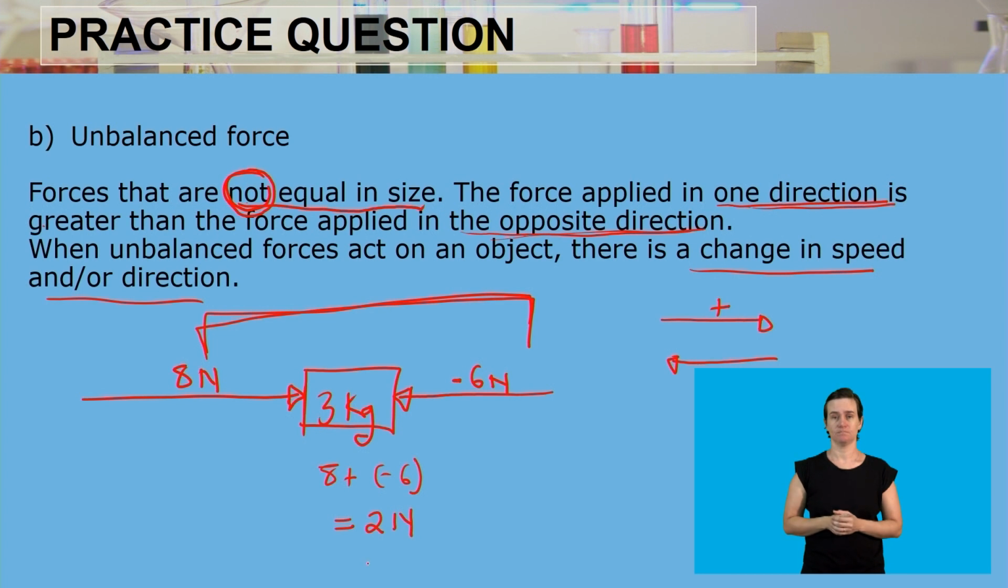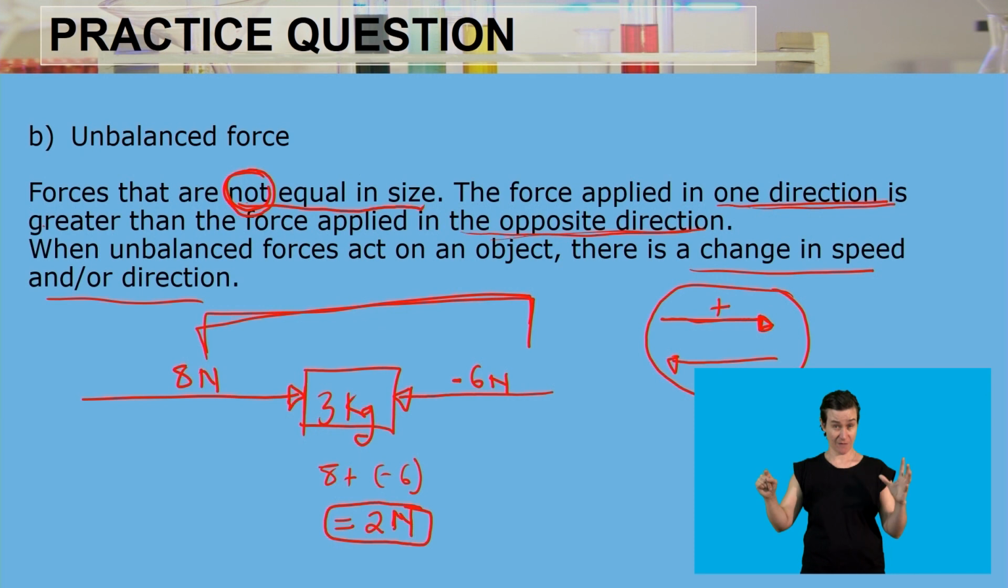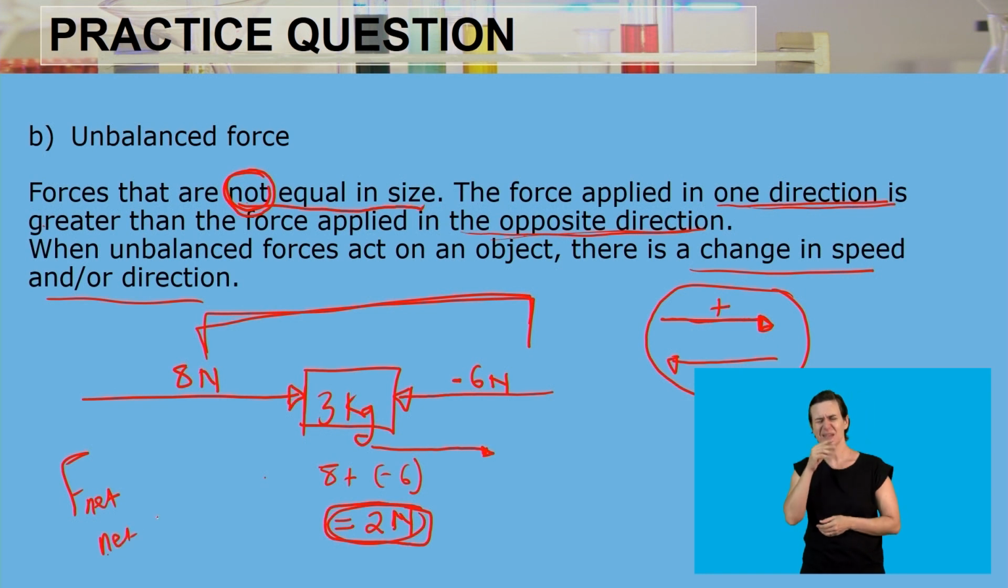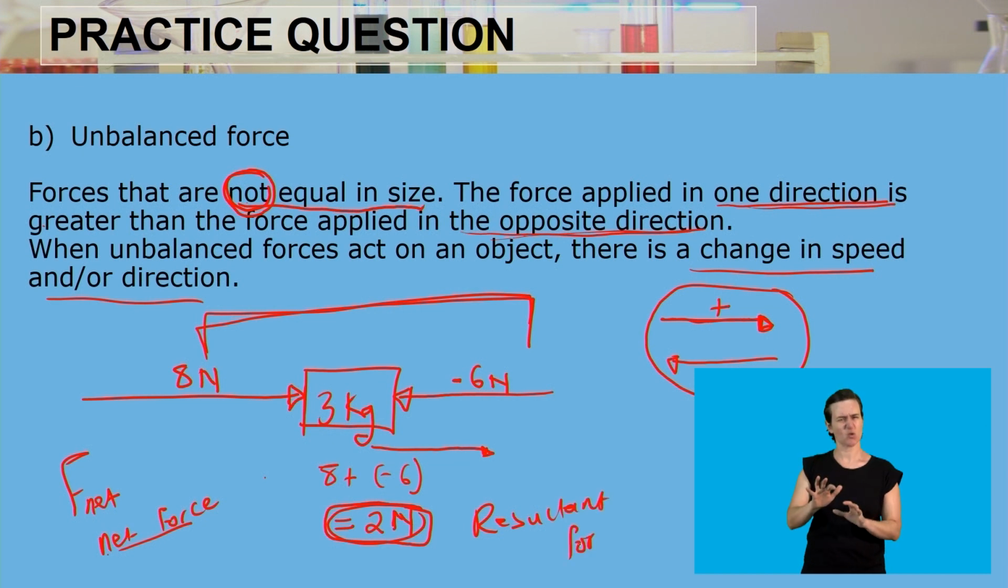Remember, +2. Now, looking at the directions that we have chosen, we said everything going to the right is going to be positive. And because our answer is not 0, but our answer is +2, it then means that this object will be moving to the right with a force of 2 newtons. Now remember that this 2 is going to be our F net. Remember, F net means net force or resultant force. So you can either say it's your net force or you can say it is your resultant force.